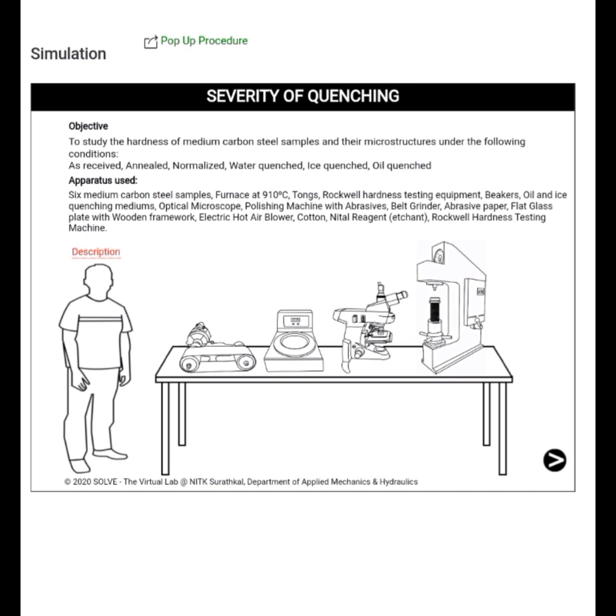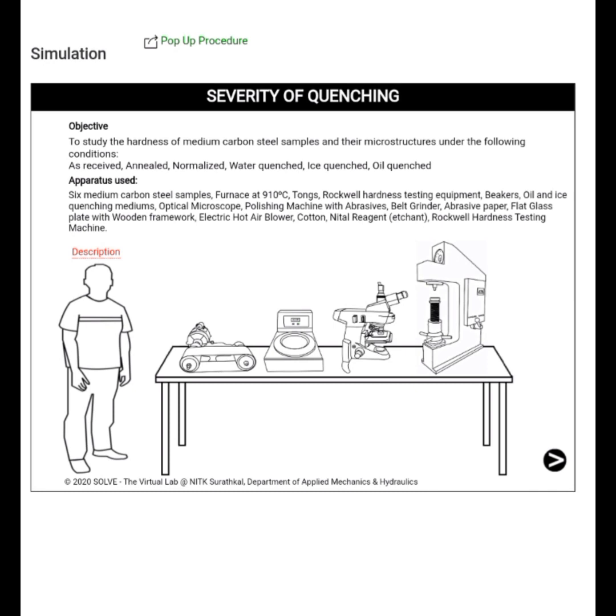So we need to use 6 medium carbon steel samples, a furnace at 910 degrees Celsius, tongs, Rockwell hardness testing equipment, beakers, oil and ice quenching mediums, an optical microscope, a polishing machine with a belt grinder, emery paper, a flat glass plate with wooden framework, an electric hot air blower, cotton swabs, nital reagent, and a Rockwell hardness testing machine.